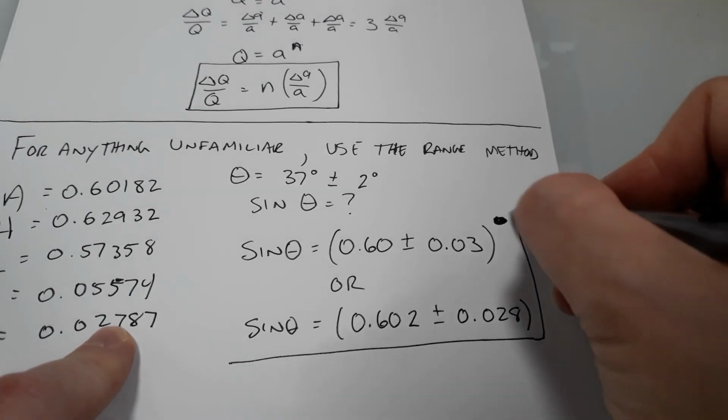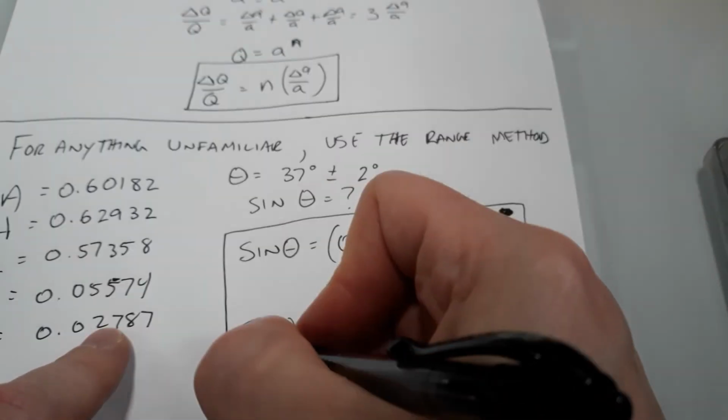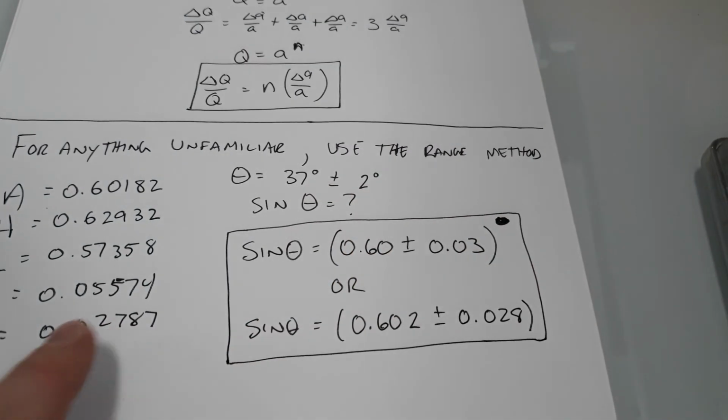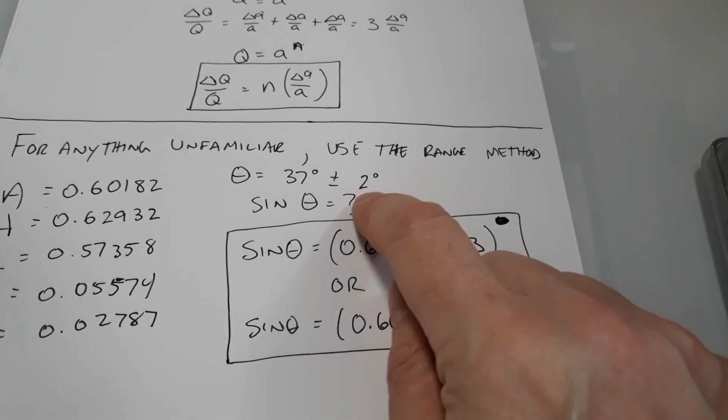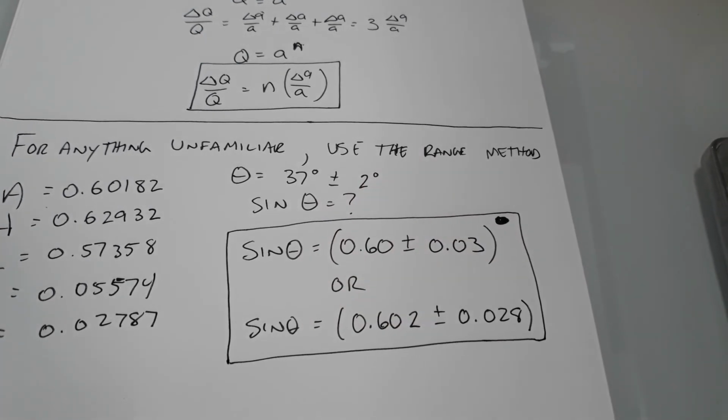Either one of those would be acceptable, and hopefully this helps you to see that essentially, because you know the range method, you can handle any kind of math that there is. It just might take you a little while because you might have to go through a couple of steps like this to work out what's the biggest possible answer this calculation will produce and what's the smallest possible answer. And then you just subtract, divide by 2, and you have a very accurate uncertainty, which is based on the original uncertainty of that first measurement.